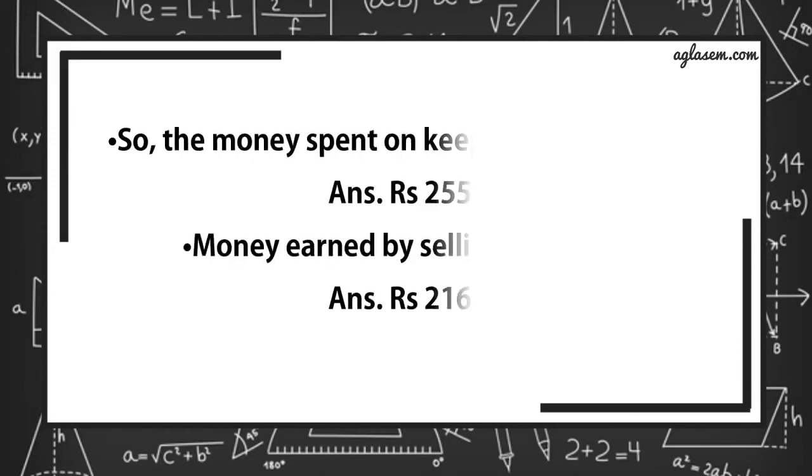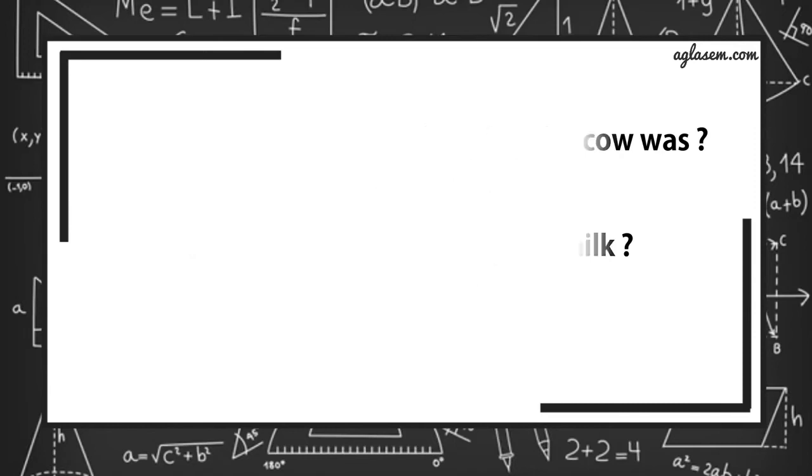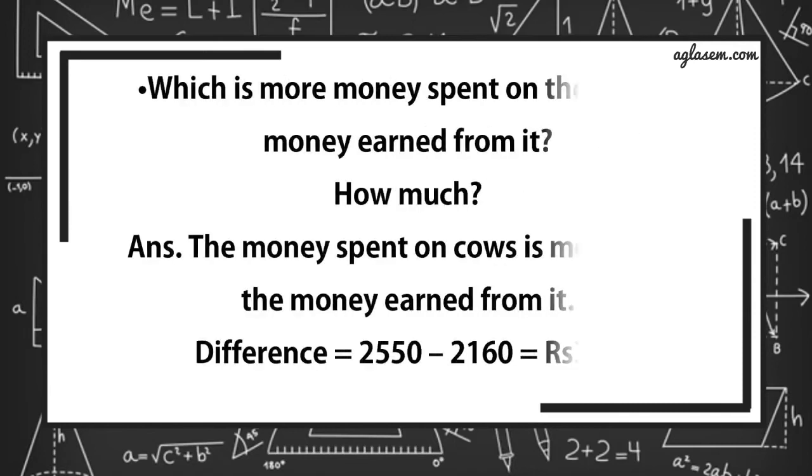So the money spent on keeping the cow was, answer is 2,550. Money earned by selling the milk, answer is rupees 2,160. Further, which is more, money spent on the cow or money earned from it? How much? Answer is, the money spent on the cow is more than the money earned from it. So the difference is 2,550 minus 2,160, that will give you rupees 390.